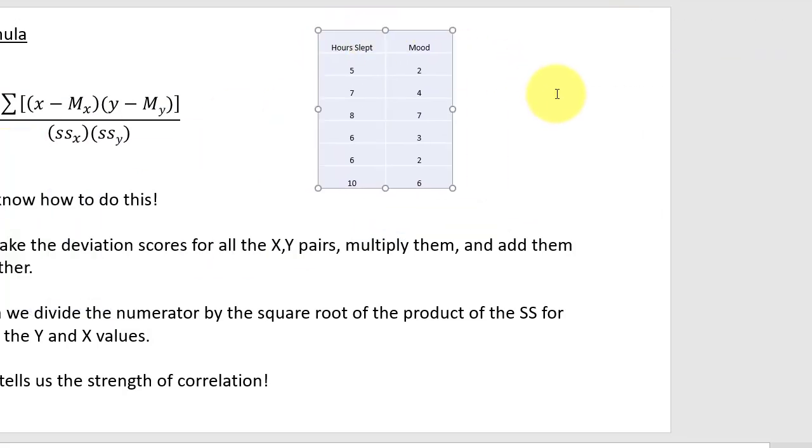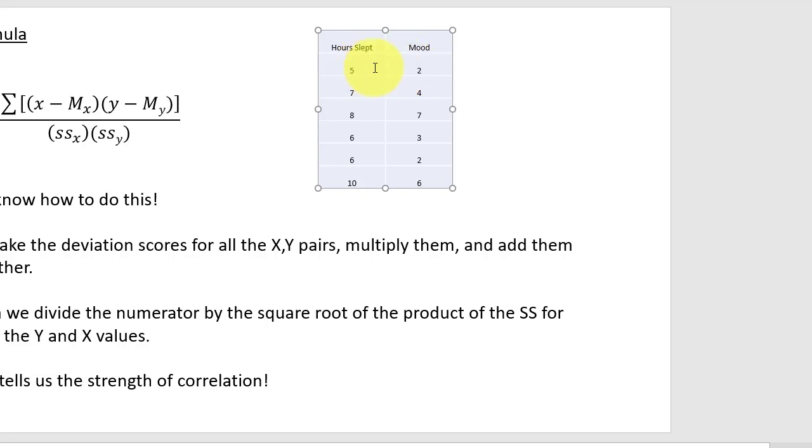Okay, so what we do is we find, for all of our X values, the mean of all the hours slept. We subtract the mean from each of the actual scores to give us the deviation score. We've seen that before. We do that same thing for all the Y values, and then we multiply the deviation scores for the X values times the deviation scores for the Y values.